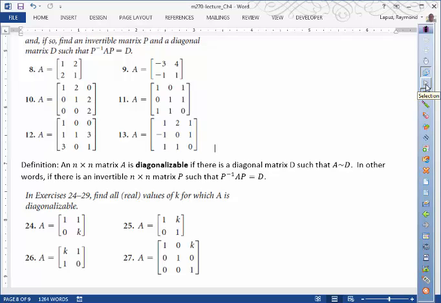Yeah. Well, the other thing we have to do is find the matrix D. We also would like to find the matrix P as well.